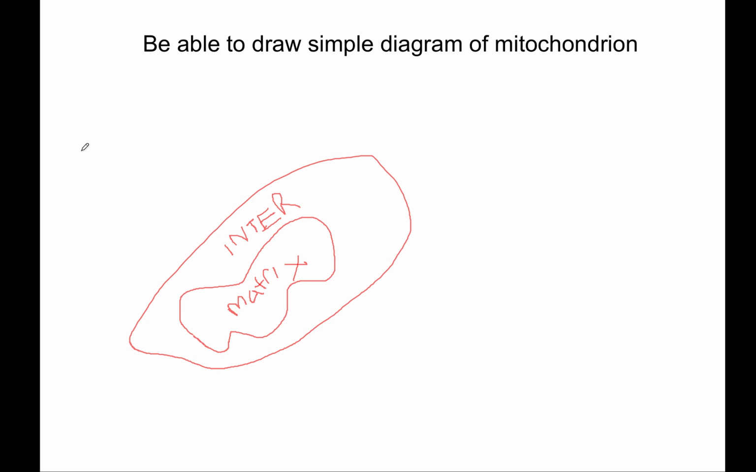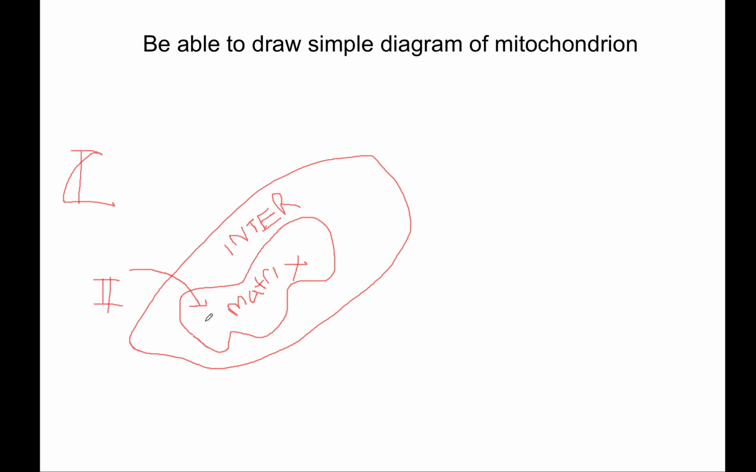So stage 1 happens out here in the cytoplasm. That is the glycolysis. Stage 2, Roman numeral 2 here. This starts in the cytoplasm and then it moves across both membranes to end up in the matrix. So it starts in the cytoplasm, moves across both membranes to the matrix.